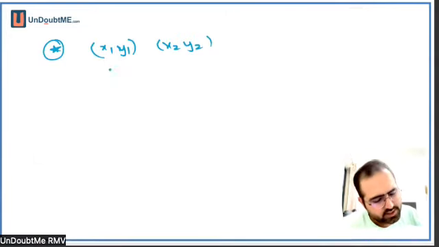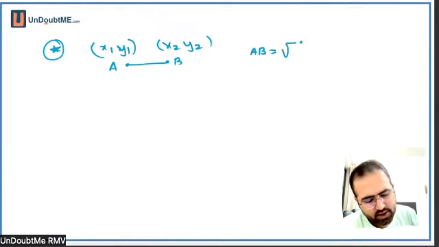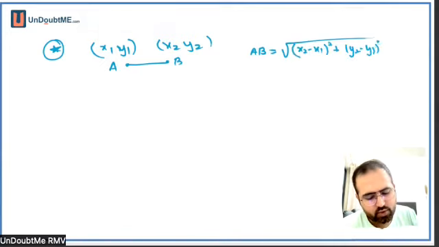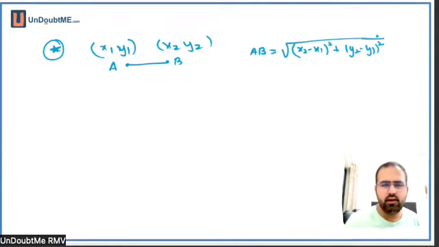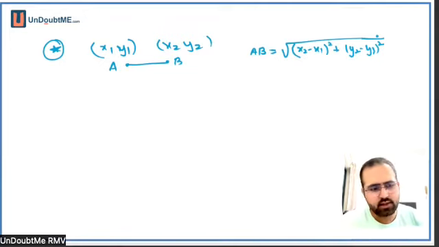And I need to find the distance between them, like these are the two distant points. Okay, so distance AB will be written as square root of (x2 minus x1) whole square plus (y2 minus y1) whole square. Okay, it is exactly what we applied in the last question.